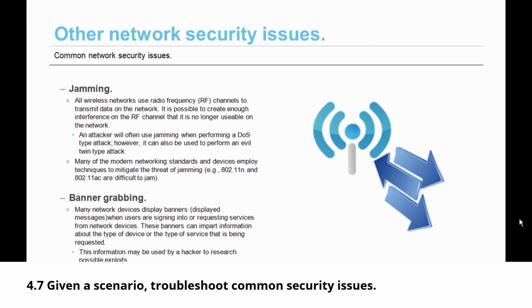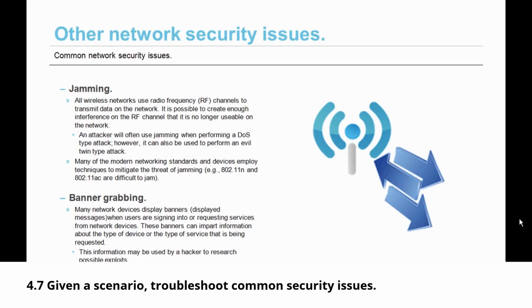Then there's jamming. All wireless networks use radio frequency channels to transmit data on the network. It is possible to create enough interference on the RF channel that it is no longer usable on the network. An attacker will often use jamming when performing a denial-of-service type attack. However, it can also be used to perform an evil twin type attack.